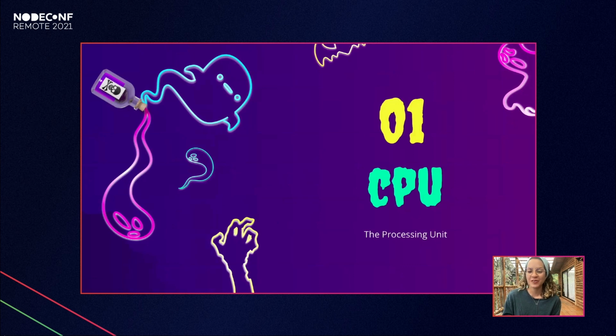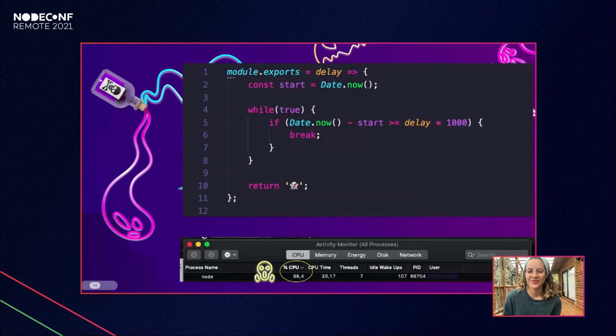Now let's talk about our first resource, the CPU, the processing unit. If you want to see how easy it is to consume most of your CPU, let's look at the following code. In this code, the while loop runs indefinitely and blocks the process, with a delay of 10 seconds. If you run this code in a web server, it blocks. No other request will be processed, which is a very bad idea. If we check the activity monitor here, we can see that the CPU is consuming 98%, almost 100% of the CPU.